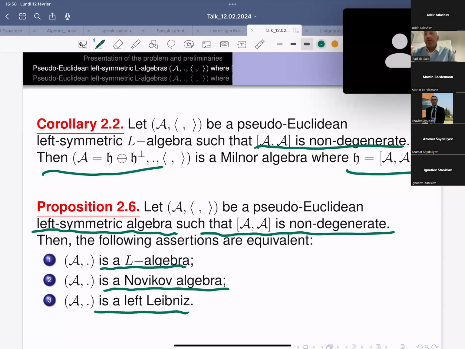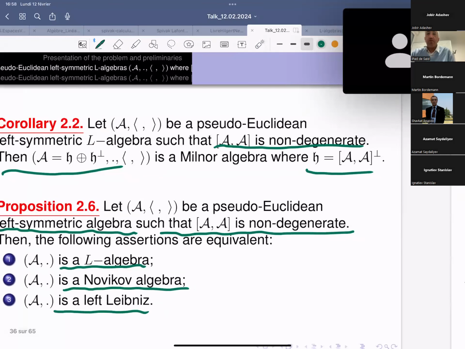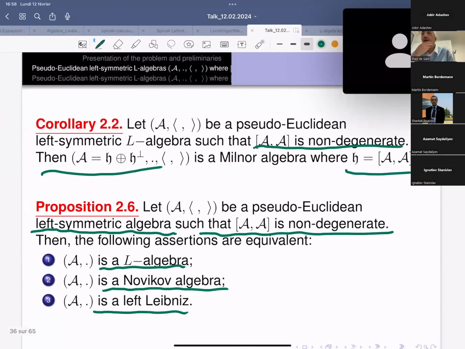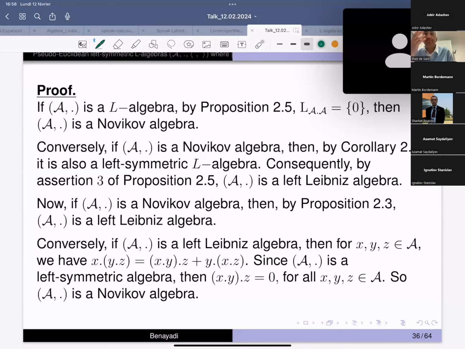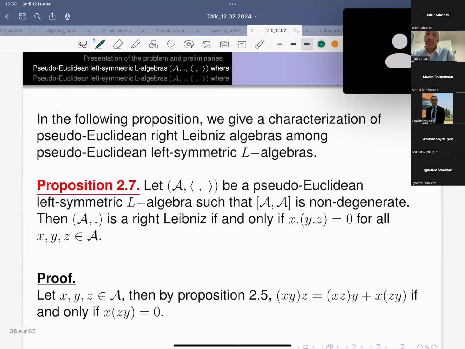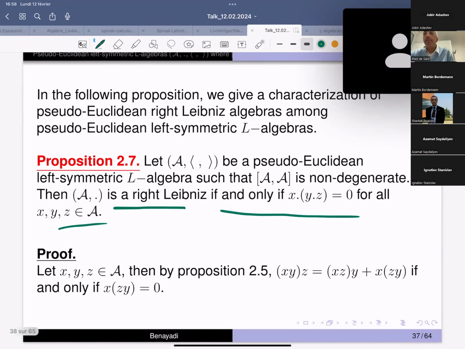For this, it's not very difficult, just some simple idea to prove this. But here, if you have the right Leibniz, if and only if this one. Okay.